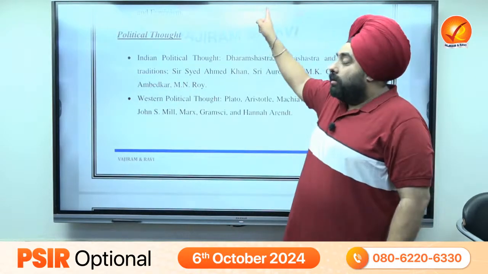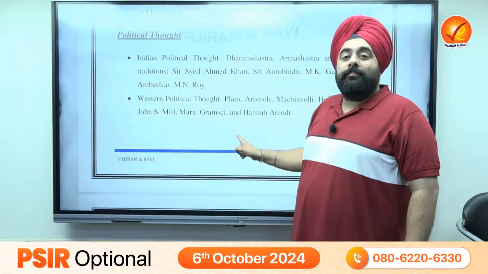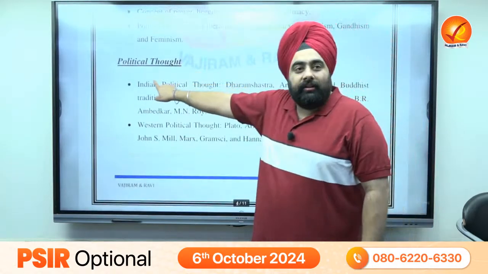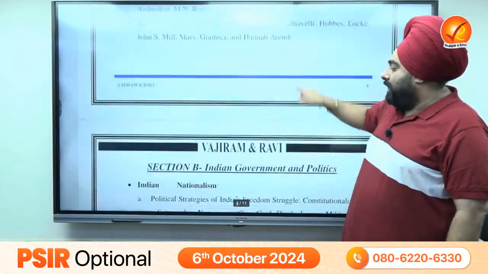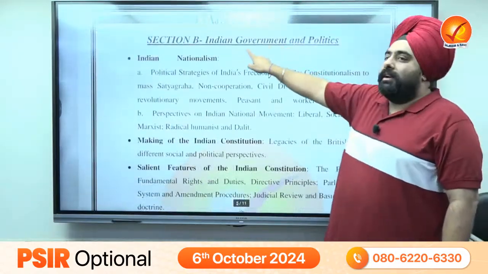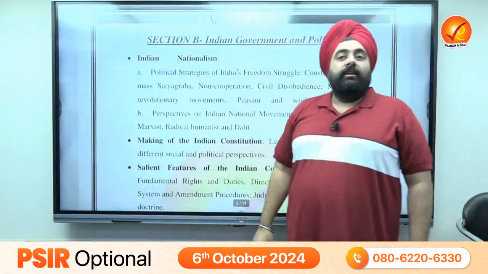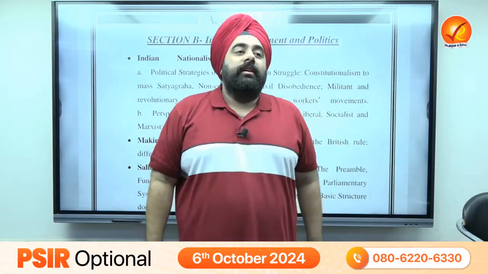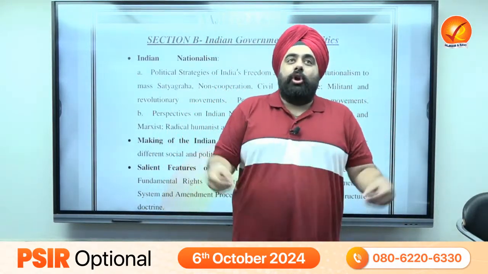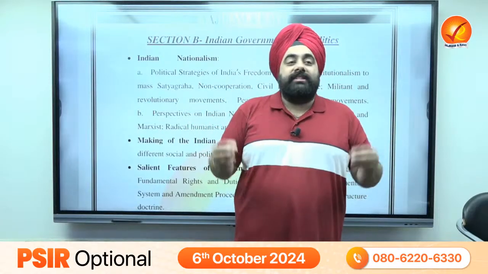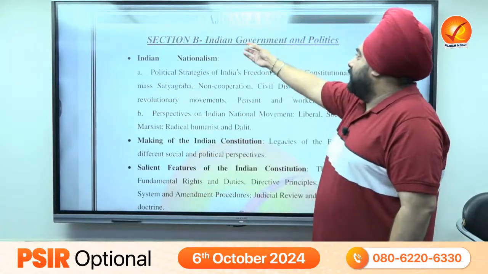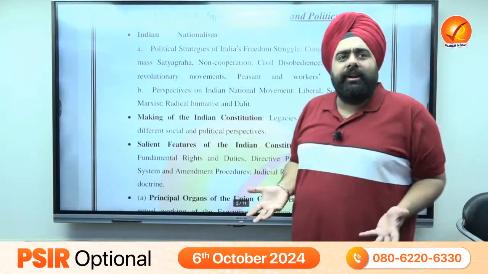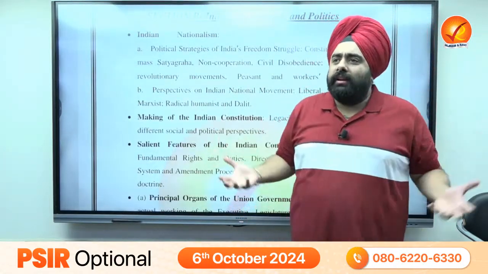And this is in your PSIR paper 1 section A. So this is your PSIR paper 1 section A, theory and thought. Now, what is PSIR paper 1 section B? Indian government and politics. This is your GS paper 2. In your GS paper 2, you have topics related to Indian polity. And Indian government and politics is also part of your PSIR syllabus. PSIR paper 1 section B is Indian government and politics. There's a chapter on Indian nationalism. How did we get our freedom? What was the entire national movement?